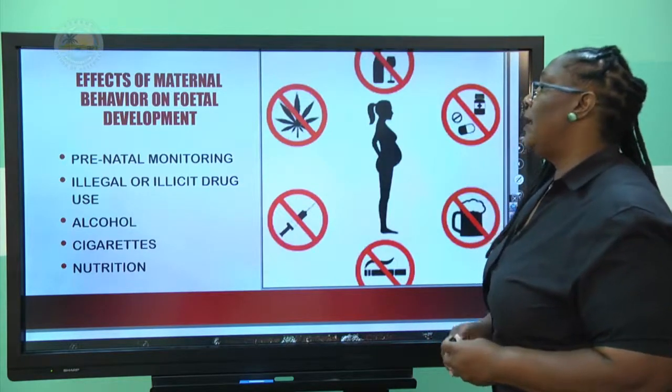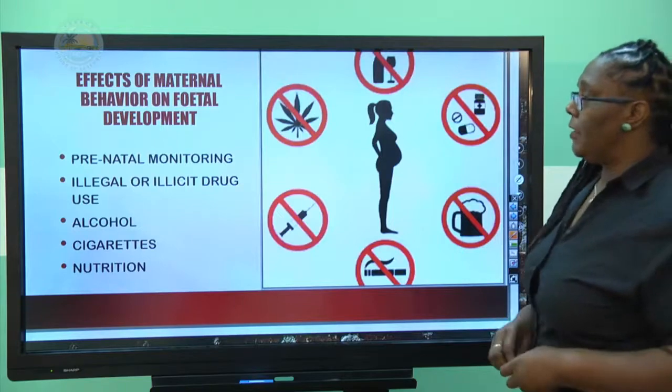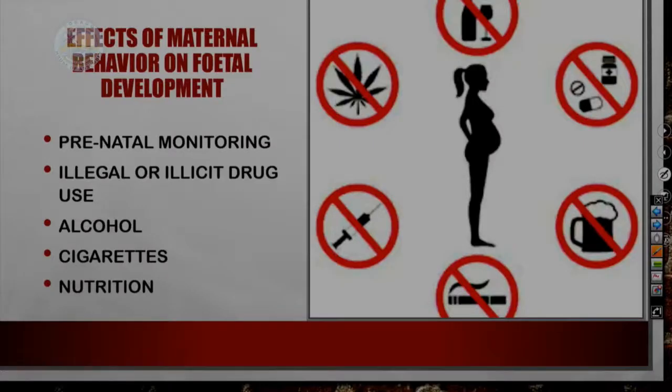Lastly, the effects of maternal behavior on fetal development. As we would all appreciate, this fetus is precious cargo. We must try our best to ensure that it is allowed to develop safely. And so mothers, persons who are pregnant, are advised to do certain things that will maintain the health of their fetus into baby.